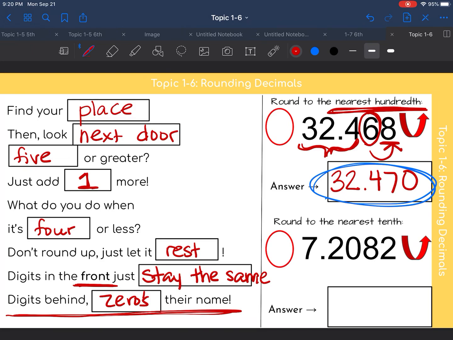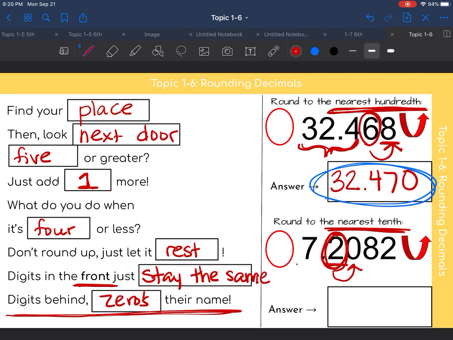So let's look at another example. The next one says round to the nearest 10th. So the first line is to find your place. So the 2, we can circle that, is in the 10th place. So we found our place. Now we look next door. And that 0, what that 0 tells us, it's not 5 or greater, so we don't add 1 more to the 2. It's 4 or less, so we let that 2 rest. And this 2 right here is going to stay a 2.